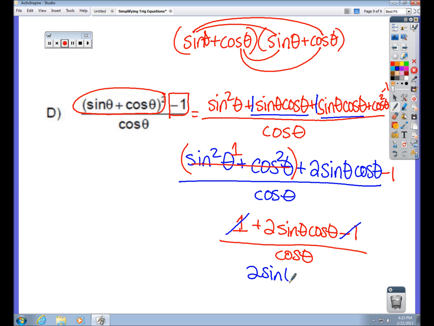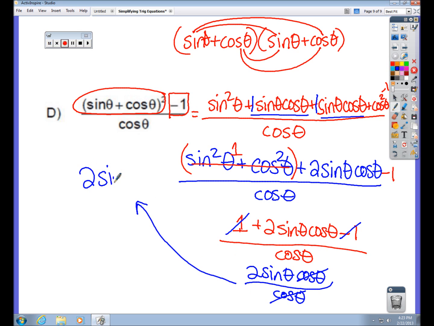sine cosine over cosine. And since everything on the top is multiplied together, I can cancel the cosine from the top and the bottom. If there was a plus sign in between those, I would not do that. But since it's all multiplication, I can cancel the cosines. So my answer then is going to be 2 sine of theta.